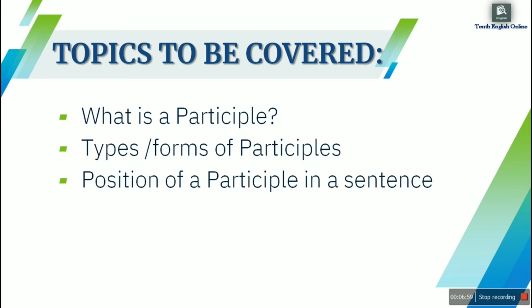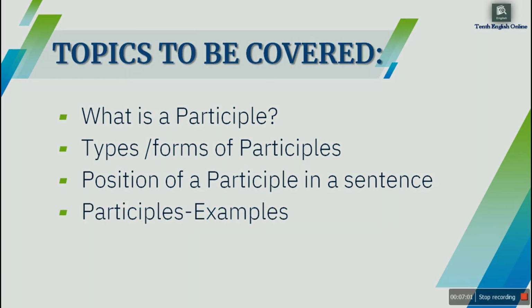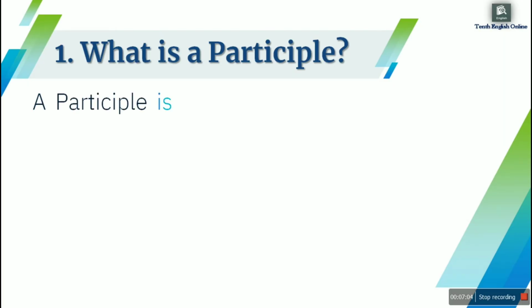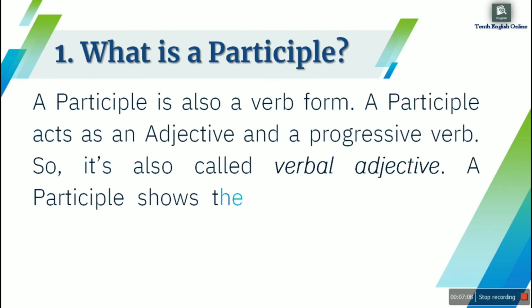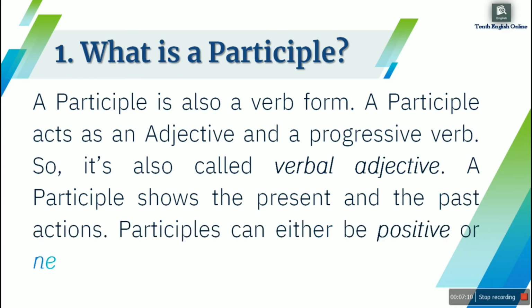First one, what is a participle? A participle is also a verb form like a gerund. A participle acts as an adjective and a progressive verb. It's called verbal adjective. There, gerund acts as a noun but looks like a verb. So we call that verbal noun. But here, a participle acts as an adjective as a verb. So we call this verbal adjective. Okay. A participle shows the present and the past actions. These participles can be either positive or negative.